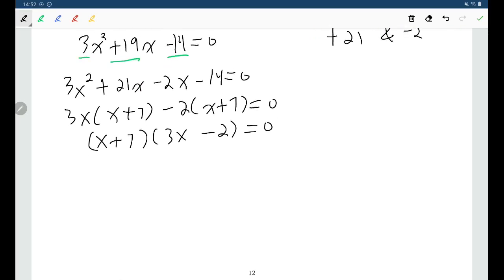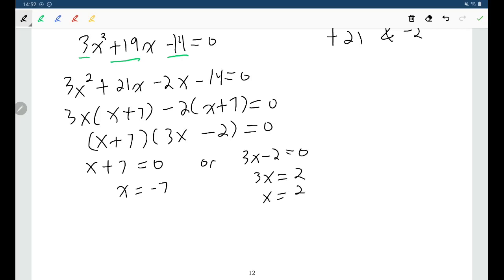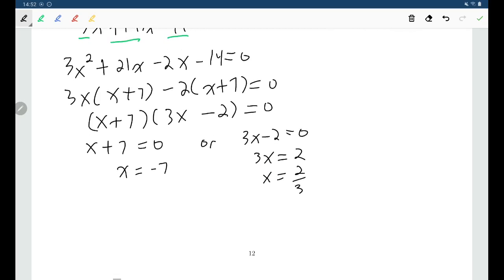So that means I now have two factors, and both of these factors could be equal to 0. So either x plus 7 is equal to 0, which tells us that x is negative 7, or 3x minus 2 is equal to 0, which is that x is positive 2/3. So therefore, for my solution set, I have two values, negative 7 and positive 2/3.